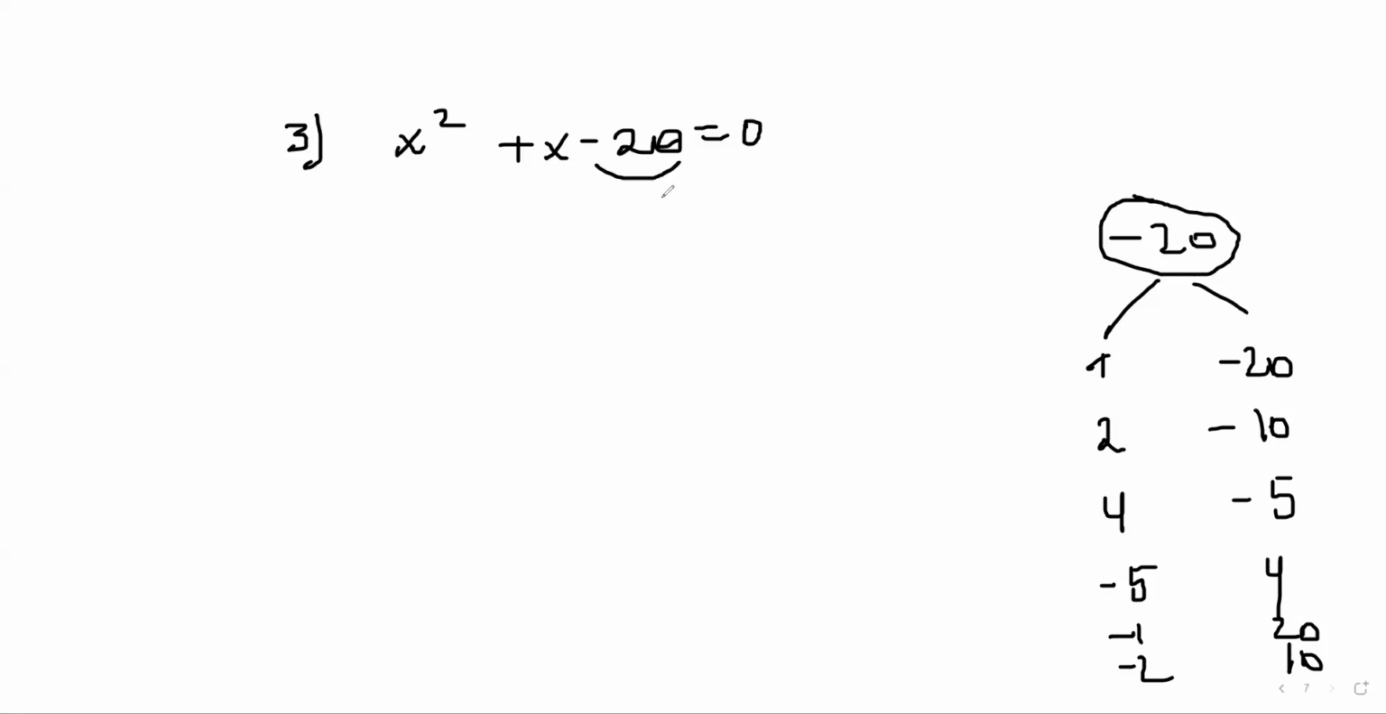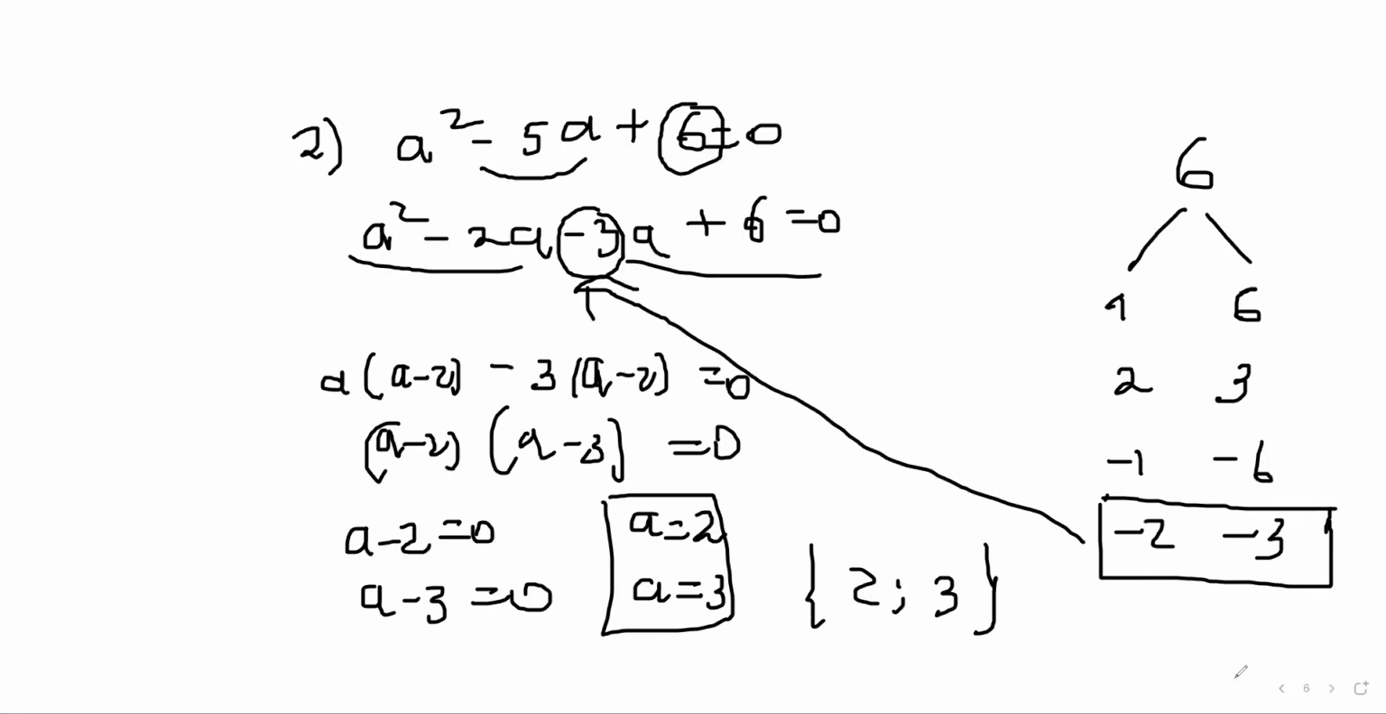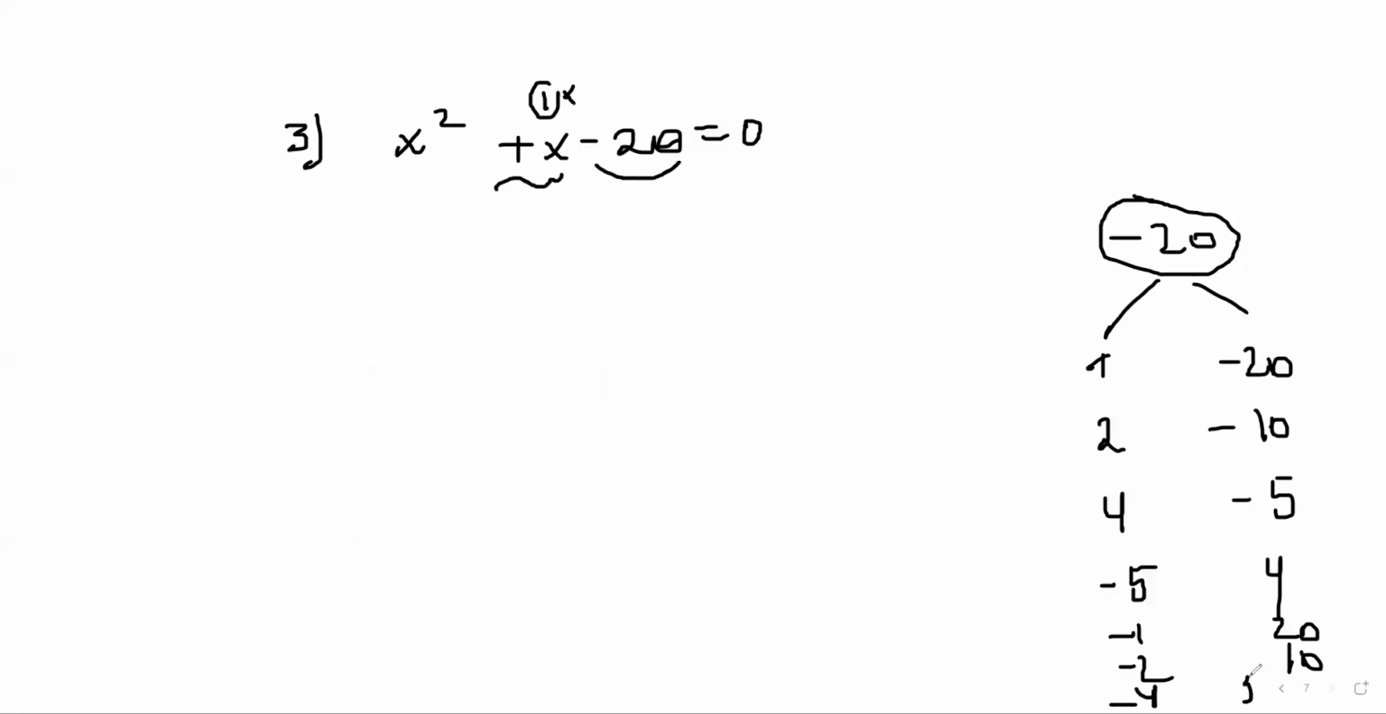However, again, we have to ensure that we get plus x, which is plus 1x. So we have to get 1 when we add them. To get 1, we can use, for example, the combination we didn't write here, minus 4, 5. Let's write it like this: x squared minus 4x plus 5x minus 20 equals 0. You can see this minus 4x plus 5x will give us x. So everything is correct here.